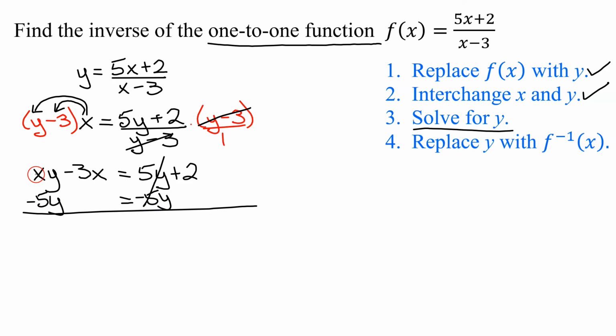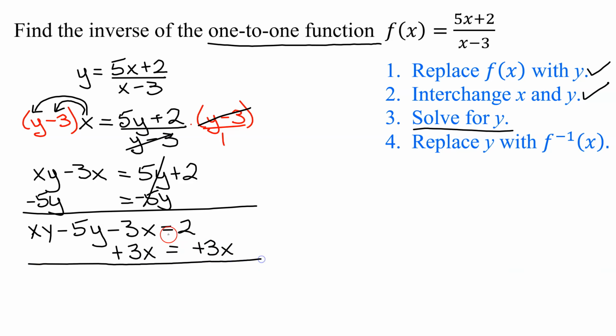And can you combine xy and negative 5y? No, they're unlike terms. So I have xy minus 5y minus 3x equals 2. Now I need to add 3x to both sides. And I get xy minus 5y equals, you can either write 2 plus 3x or 3x plus 2. They mean exactly the same thing.